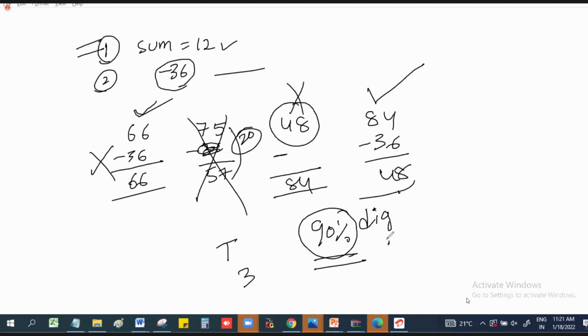Sir, the sum 12 is given. Yeah, 93 also has the sum 12. Making the sum 12 is easy for both, but the second condition is not satisfied. 93 minus 36 has to be 39. Is that going to come?